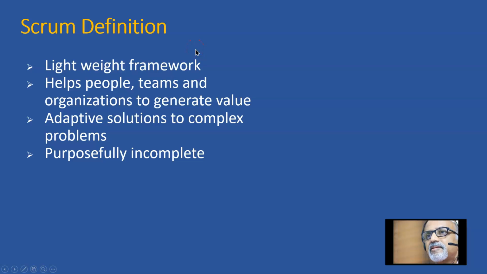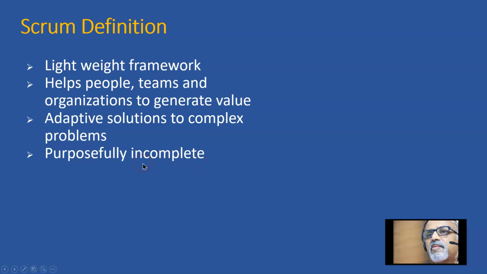Scrum definition. It is a very lightweight framework. The Scrum Guide itself is 13 pages. That is an indication of the lightness of this framework. It helps people, teams, and organizations generate value through adaptive solutions to complex problems. It is purposefully incomplete.